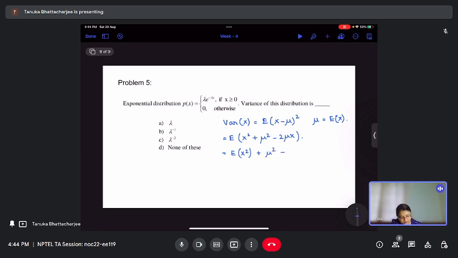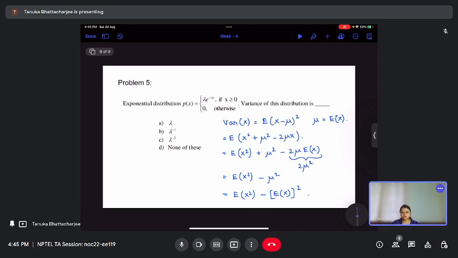And the last term you get 2 mu times the expectation of x. Again, expectation of x is mu, so this term becomes 2 mu square. So, if you simplify, you get expectation of x square minus mu square, or you can write it as expectation of x square minus expectation of x, which is mu, whole square.